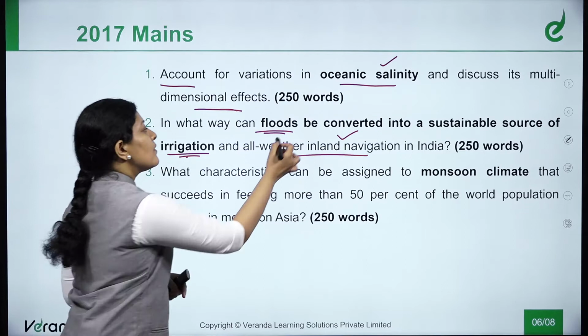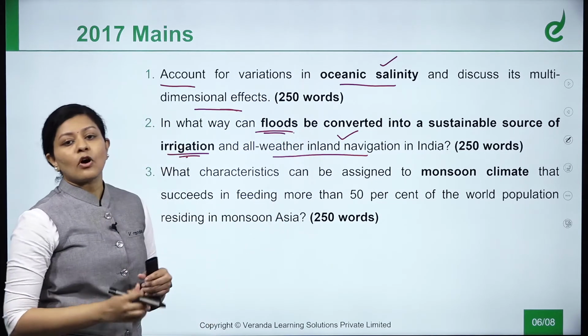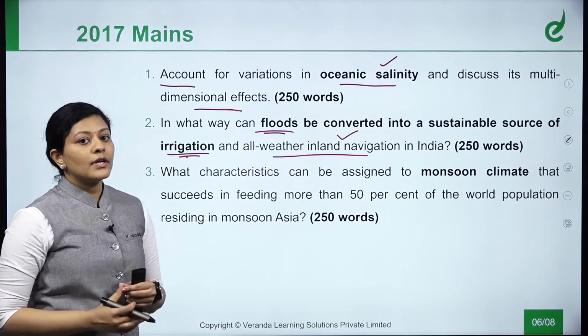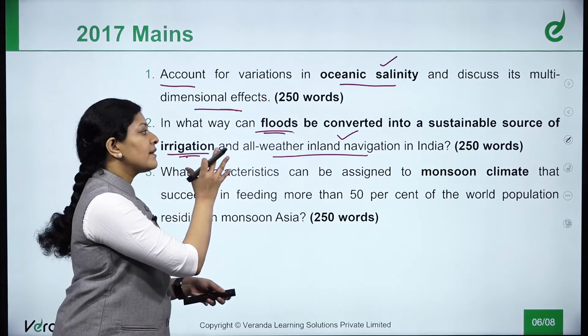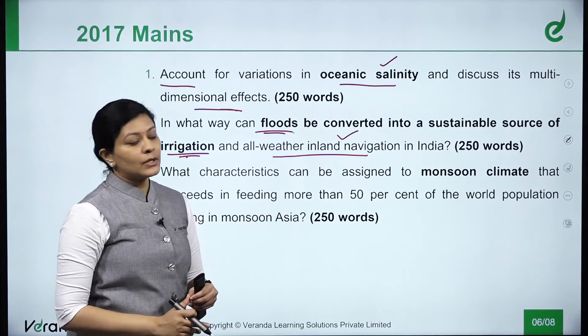So this is a very often discussed topic, especially in news channels or newspapers. So with a good idea, you can write a very well structured answer for this particular question.